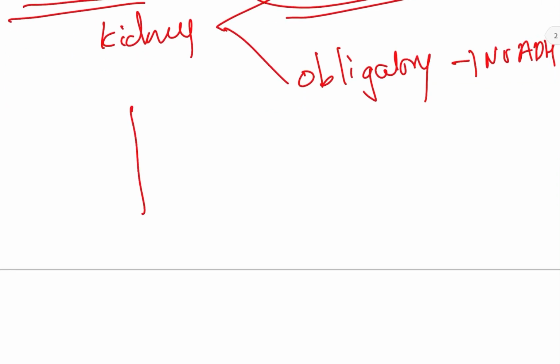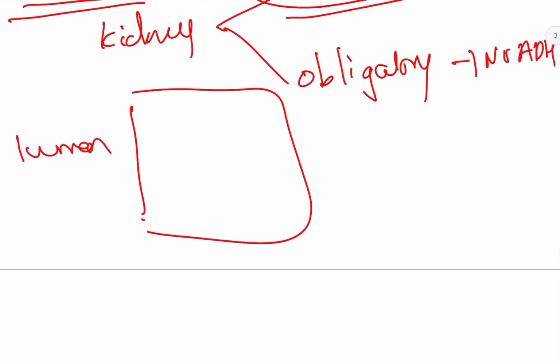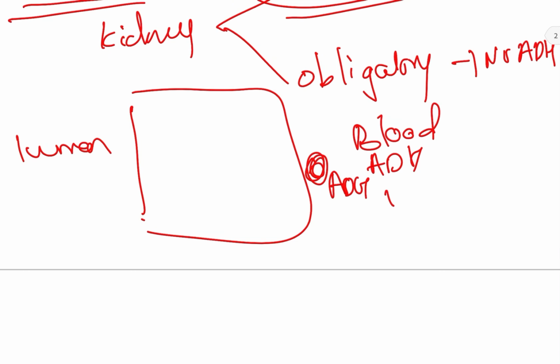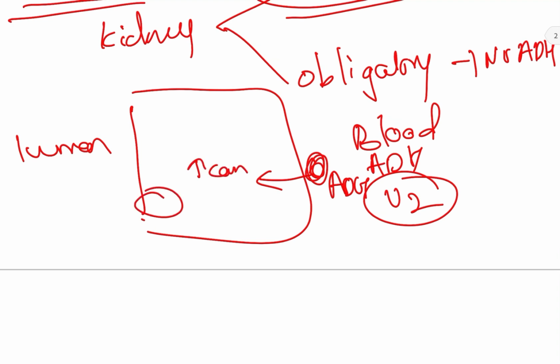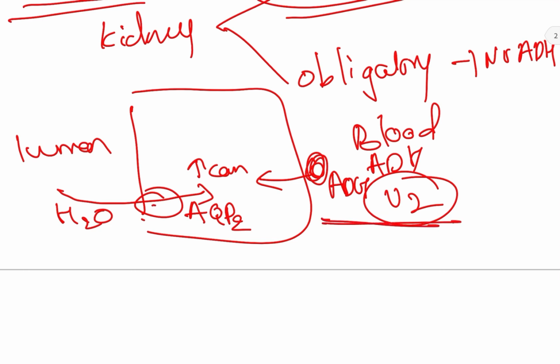Now, if you see a cell in the collecting tubule, this is the lumen, this is the cell, this is the blood. ADH acts on the basolateral membrane on the ADH receptor, the V2 receptor in the kidney. What it does is that it increases cyclic AMP and it causes opening of certain aquaporins. And there is only water absorption, there is no sodium absorption. So whenever there is only water absorption, in the blood, water will be in excess of sodium.